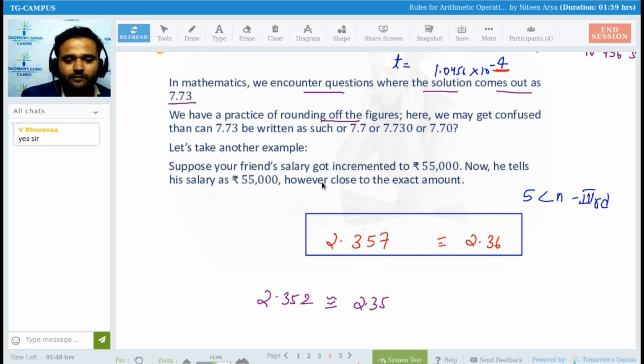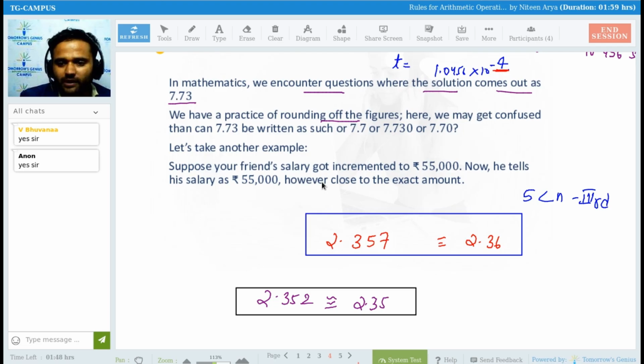Is this clear to each and everyone? Tell me, is this clear, beta, everyone? Because rounding off is the simplest thing. Clear, Mukeshwaram or Bhuvana also, or Ashwita? Just turn on your cameras, everyone.